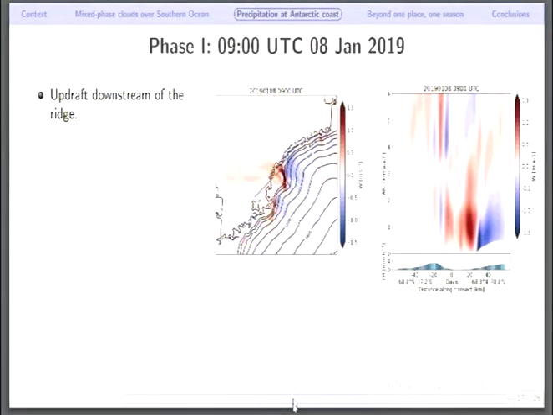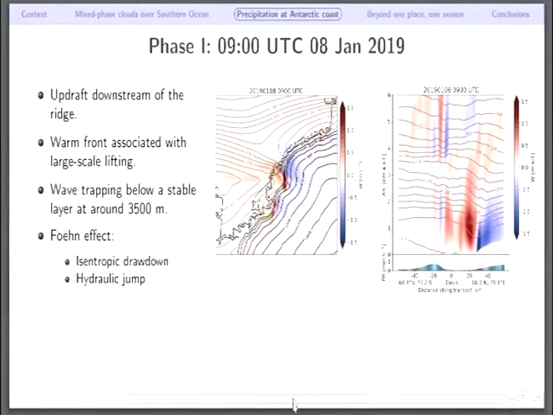If we add the potential temperature, we see that the warm front here is associated with large-scale lifting. But more importantly, at the local scale, we see orographic waves that are generated by this hydraulic jump down here. This is the ice, basically the topography. And we have this strong hydraulic jump generating waves, this alternation of red and blue, it's waves, and we have a slightly stable layer trapping these waves in this layer.